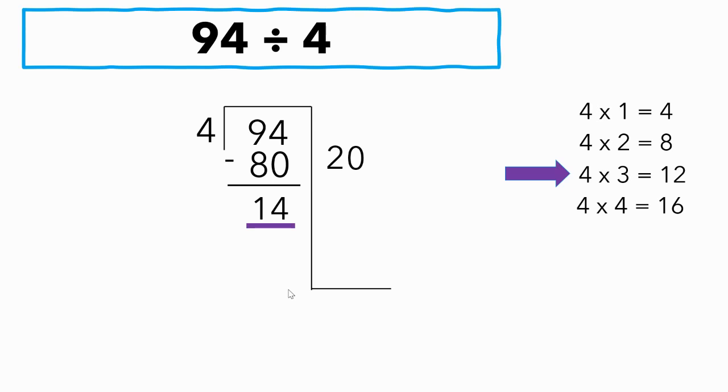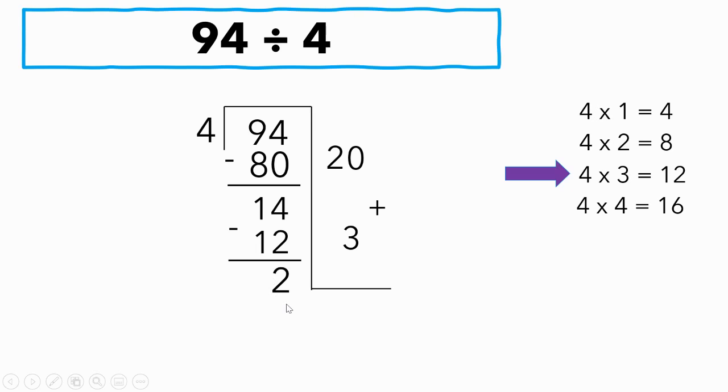So since that's the third multiple of 4, we're going to put a 3 to the right of the symbol. Now 4 times 3 equals 12. We can subtract 14 minus 12 and get 2 left over. 2 is less than 4. When this number is less than our divisor, we know we're done dividing, and this is our remainder.